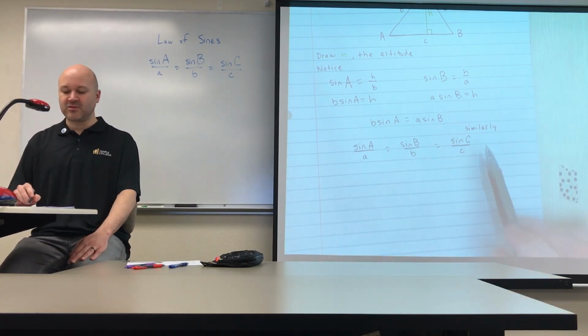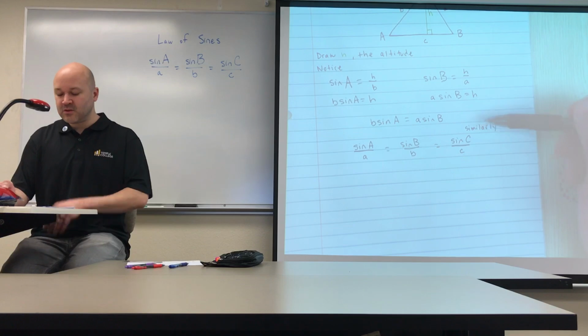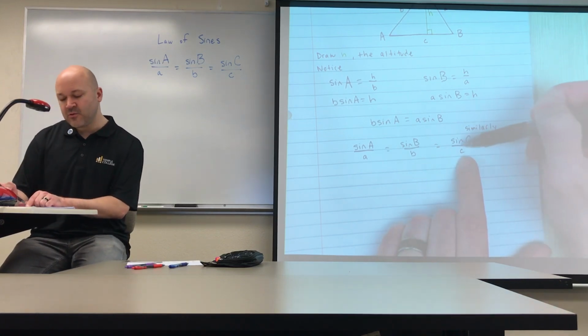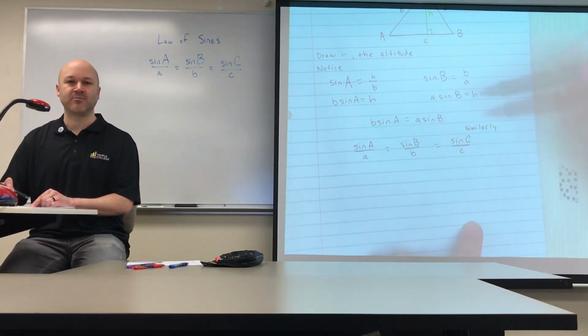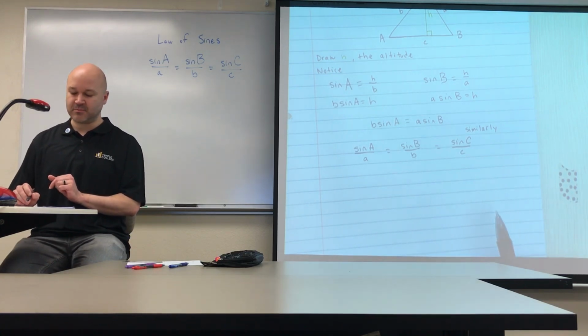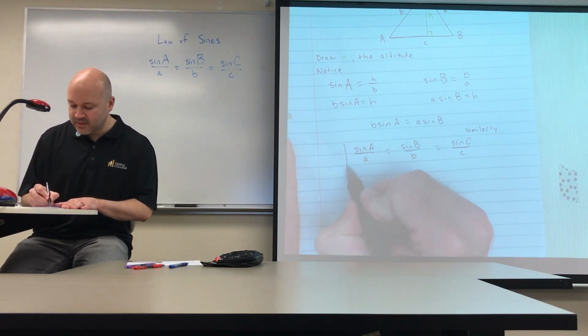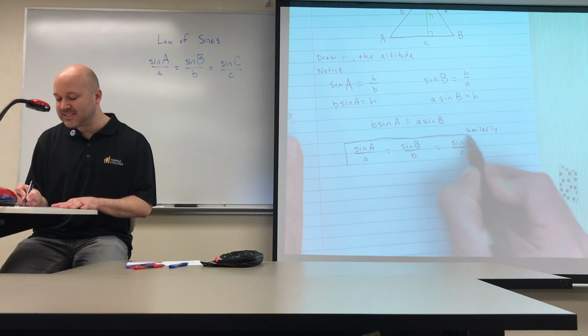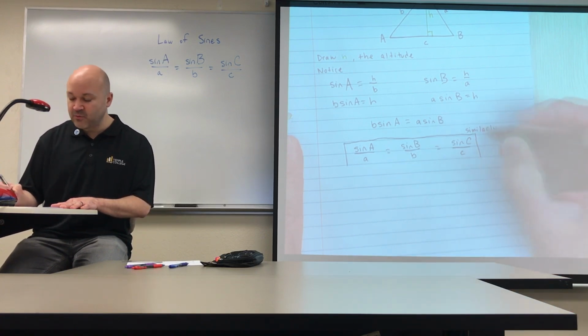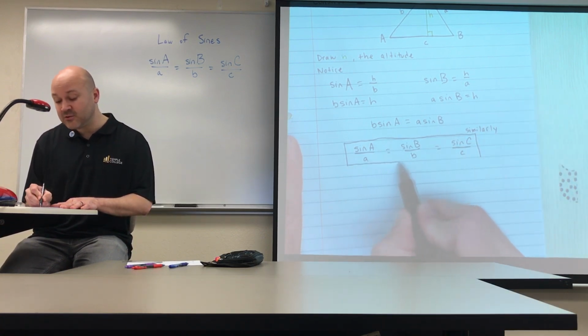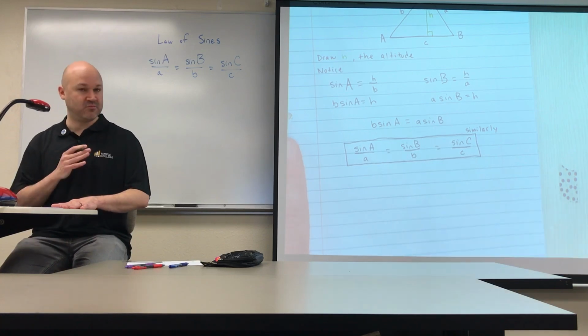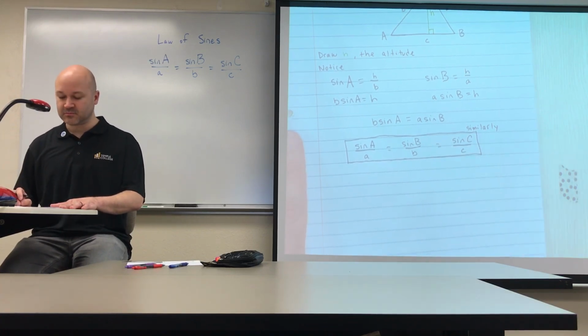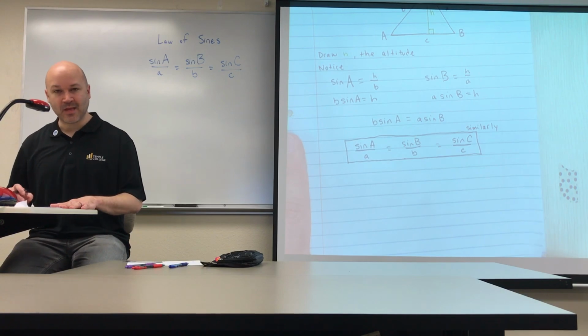If you see that written in a proof or somewhere, it just means I didn't show the work, but if I were to repeat this process, I could come up with this relationship. We call this the law of sines. It's very useful when we're trying to find side lengths or angles of a generic triangle. All right.